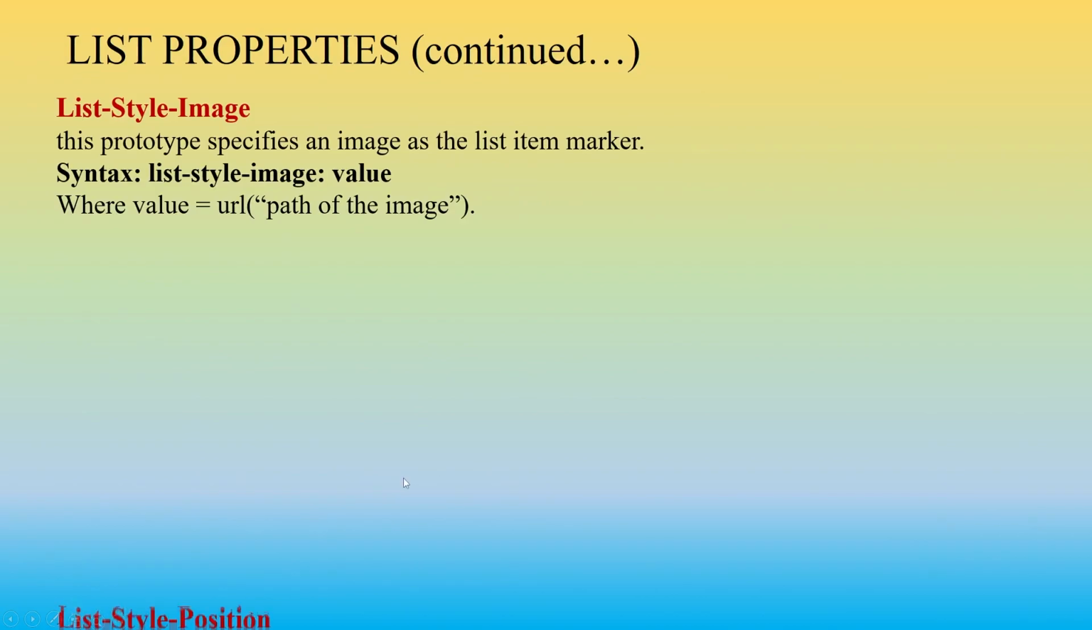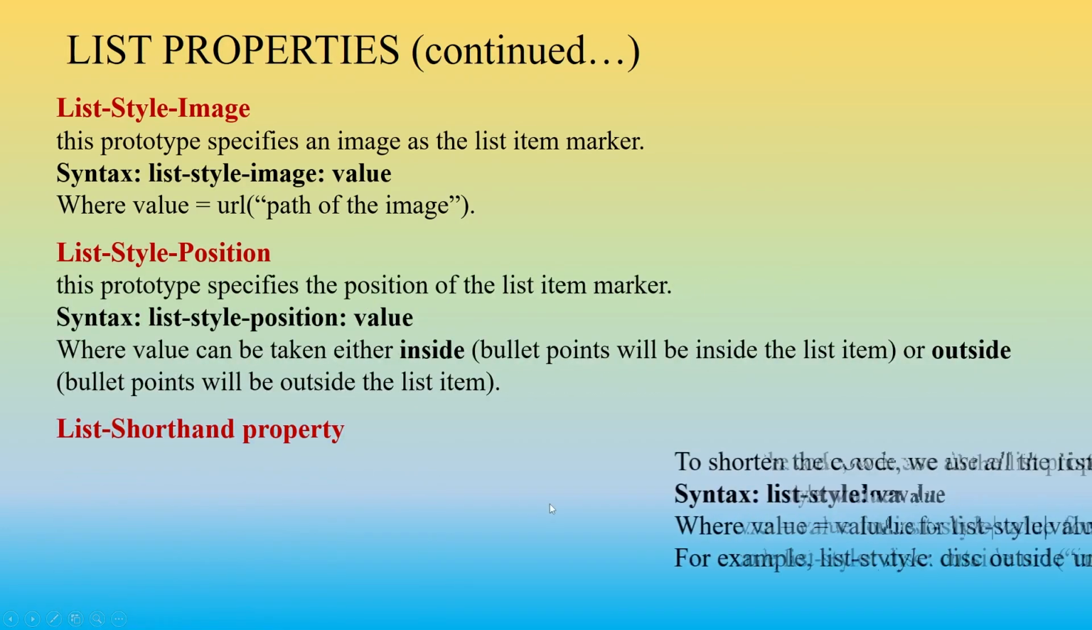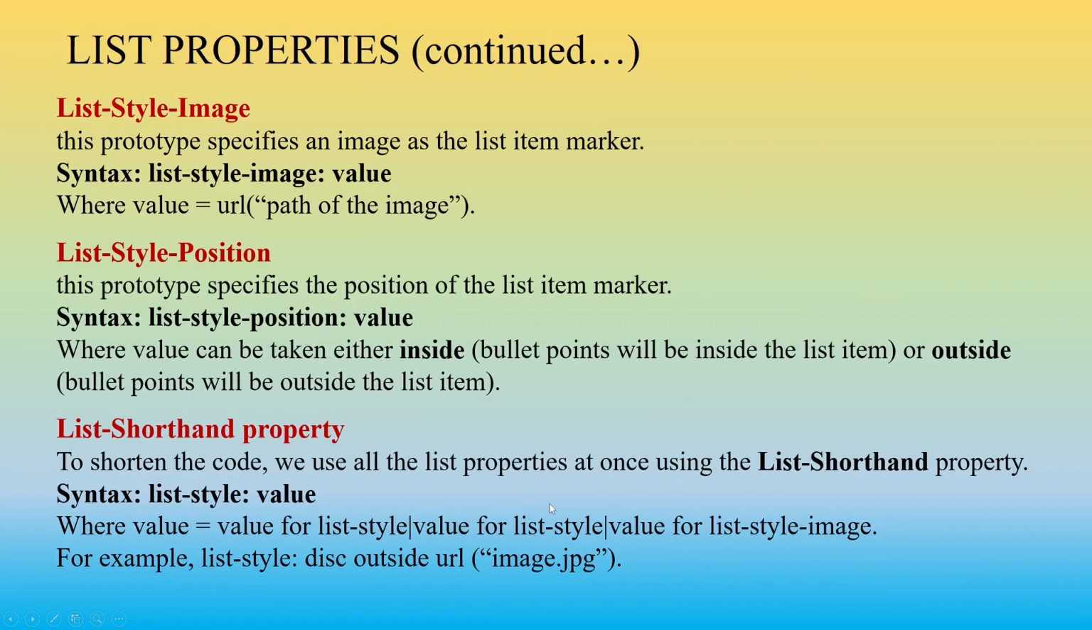So here we have some other list properties, such as list-style-image. This property specifies an image as the list item marker. As I discussed just 2 slides back, we can also specify any image, any picture from your PC or any image stored in your system, as a bullet mark in an unordered list.